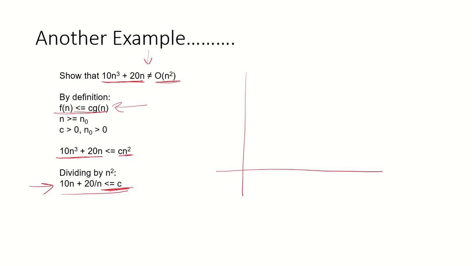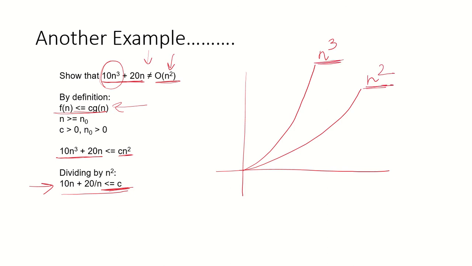Even otherwise, if you see, this f(n) is of the order n cube and g(n) over here is of the order n square. N square cannot be the upper bound of n cube. It can be the lower bound, but it cannot be the upper bound for n cube. And this we have shown mathematically also.